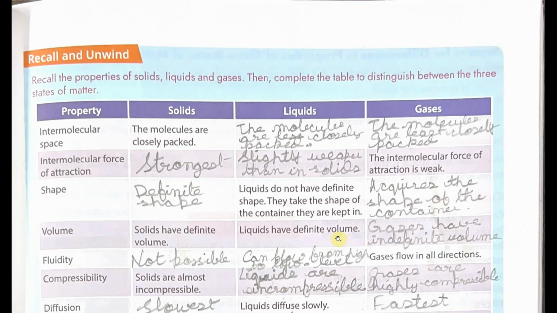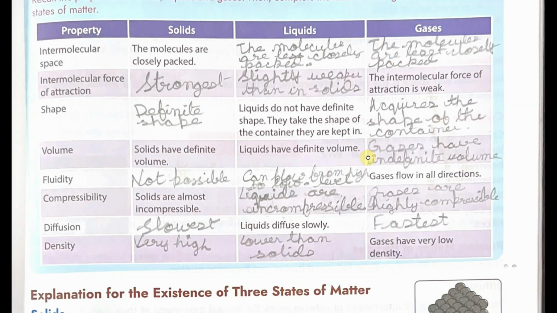Now let's recall the properties of solids, liquids, and gases, then complete the table to distinguish between the three states of matter. Let's pause for a moment and review this particular table.